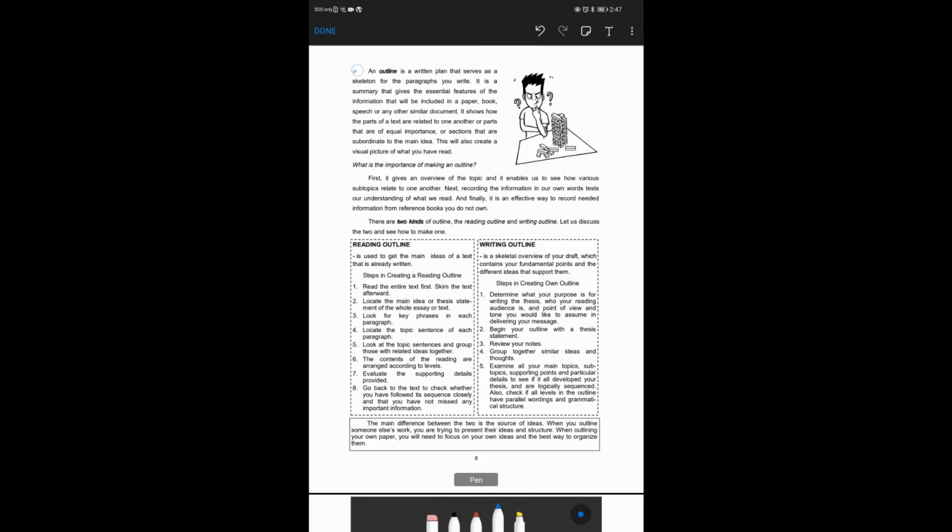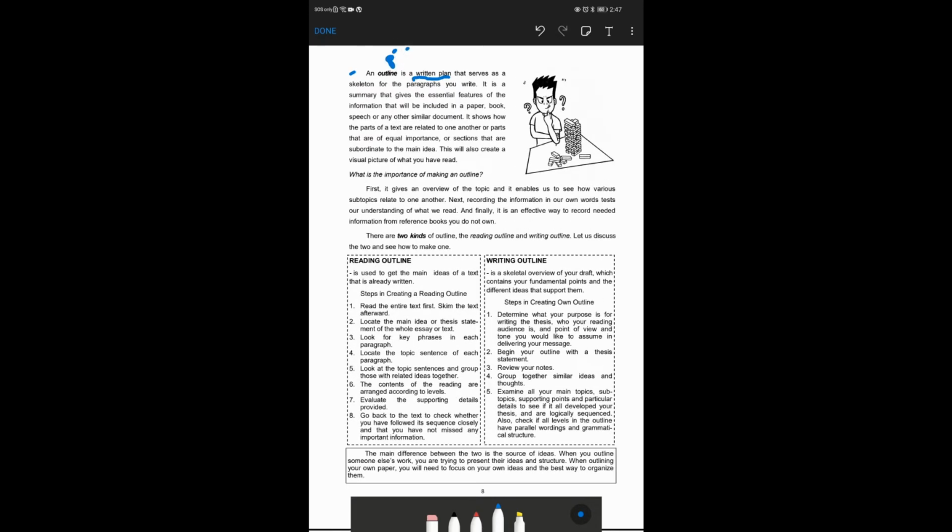Okay, it says here, an outline is a written plan. So basically, when we talk about outlines, it's all about plans. It's the plan that serves as a skeleton. Para daw siyang kalansay ng mga paragraphs na sinusulat mo. It is a summary that gives the essential features, yung mahalagang laman daw, of the information that will be included in the paper, book, speech, or any other similar document.